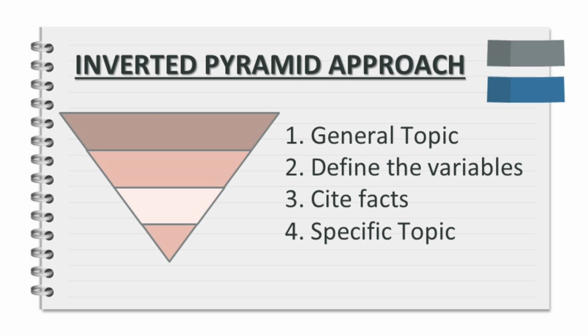Number 3, cite facts. Provide data, statistics, findings, legal basis about the variables. It can be local or international. And lastly, number 4 is specific topic. Highlight the variables as the research gaps of your research study. Elaborate it by presenting the purpose and objectives of the investigation.